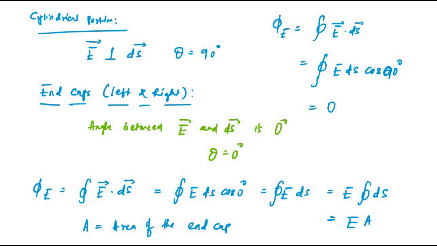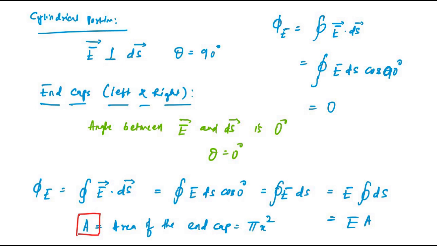The area of both the left and right end cap will be the same, it will be equal to pi x square, isn't it? Area of the circle, the radius is x, but here don't put that pi x square thing, only keep it as A. Why I'm keeping it as A, you will see, it will simplify the whole thing. So the electric flux due to one end cap is EA.